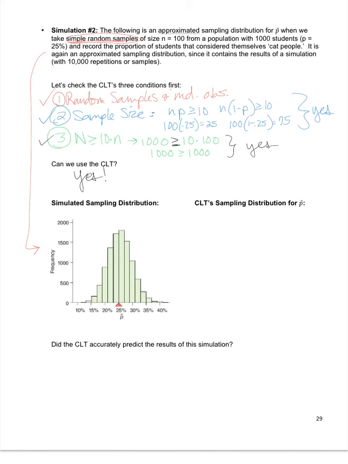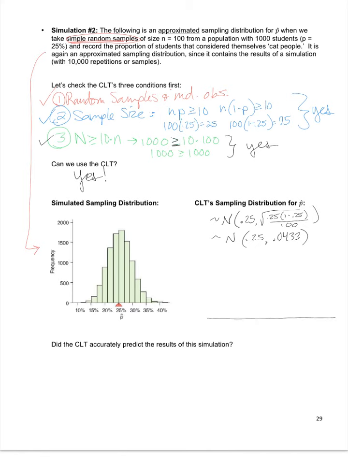All right, so let's see what our model is. The central limit theorem says it should be normal, centered at p, which is 0.25, and should have a standard error of the square root of 0.25 times 1 minus 0.25 over, what was our sample size, 100. If we do that calculation out, we get a normal distribution centered at 0.25 and a standard error of 0.0433.